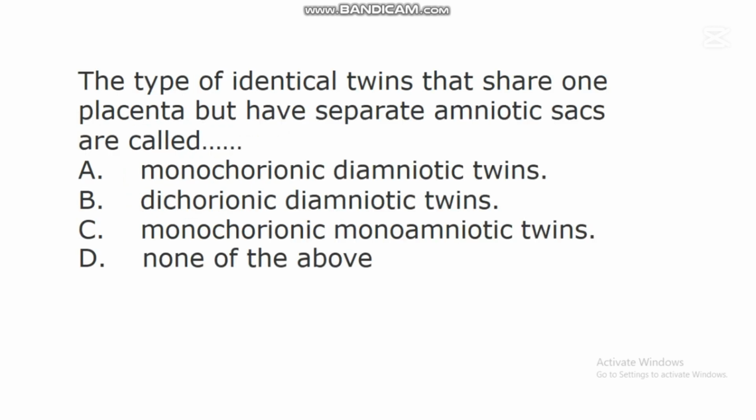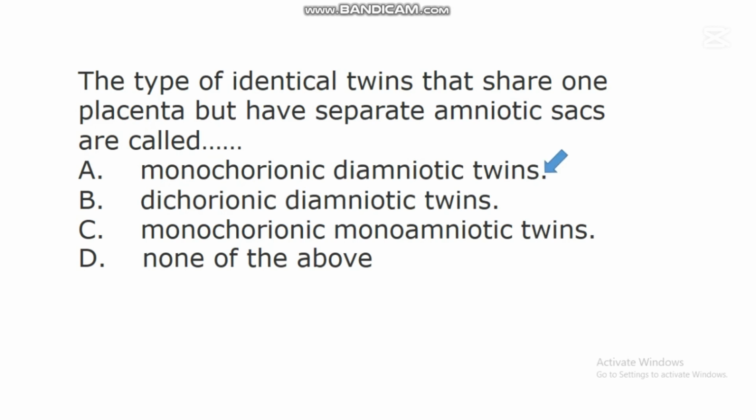The next question says, the type of identical twins that share one placenta but have separate amniotic sacs are called dash. A. Monochorionic diamniotic twins. B. Dichorionic diamniotic twins. C. Monochorionic monoamniotic twins. D. None of the above. In this question, the correct answer is A.